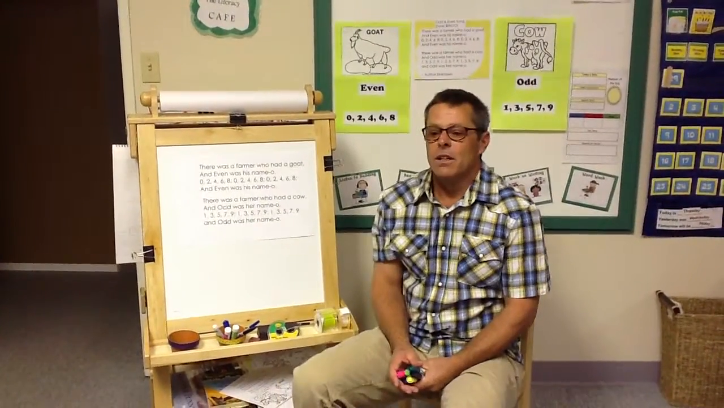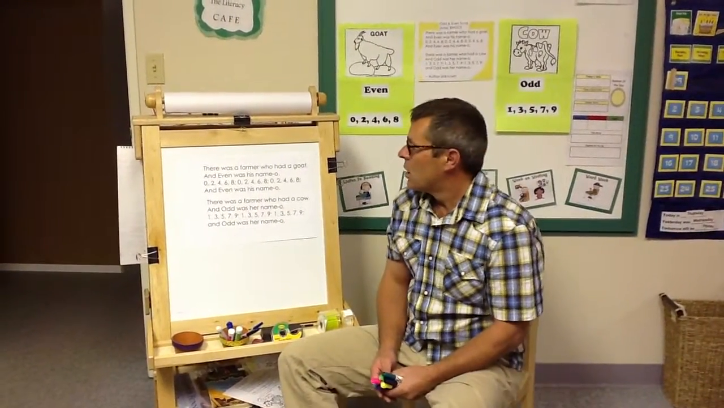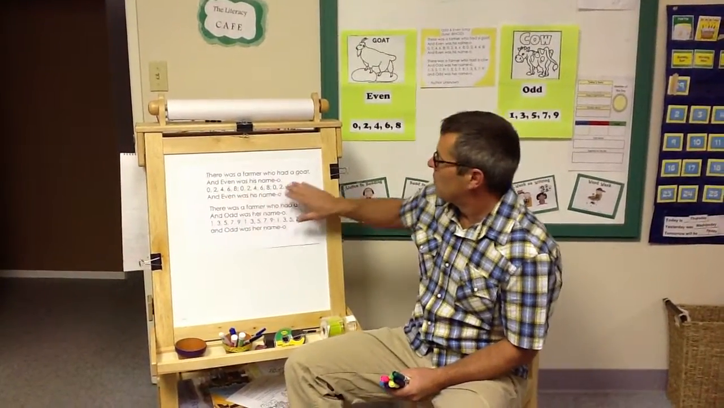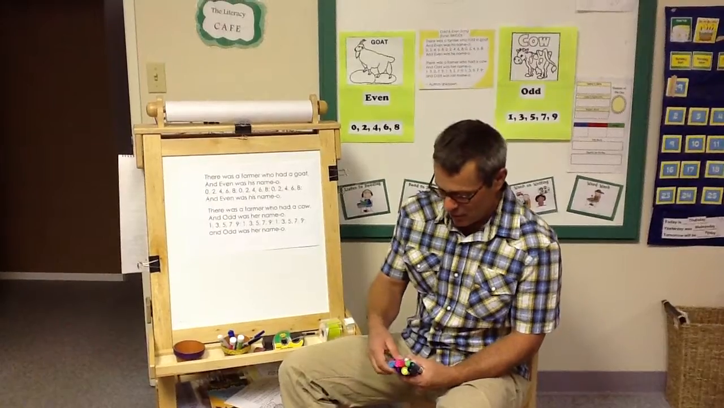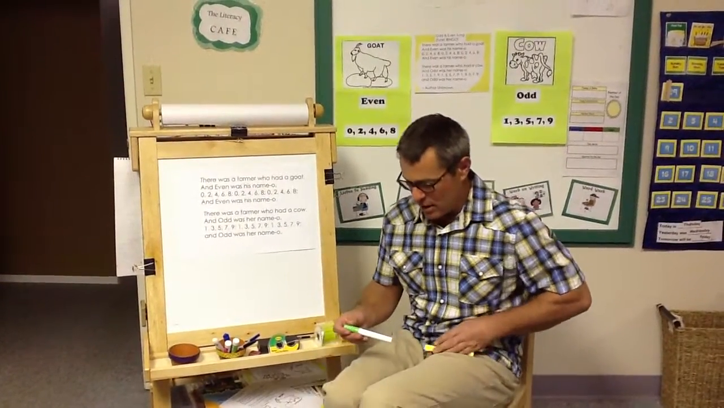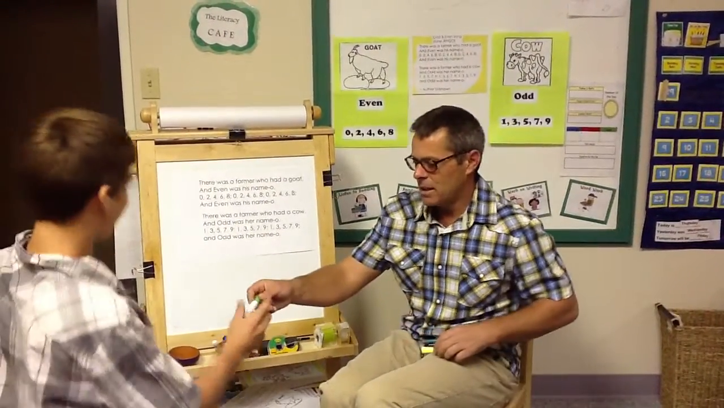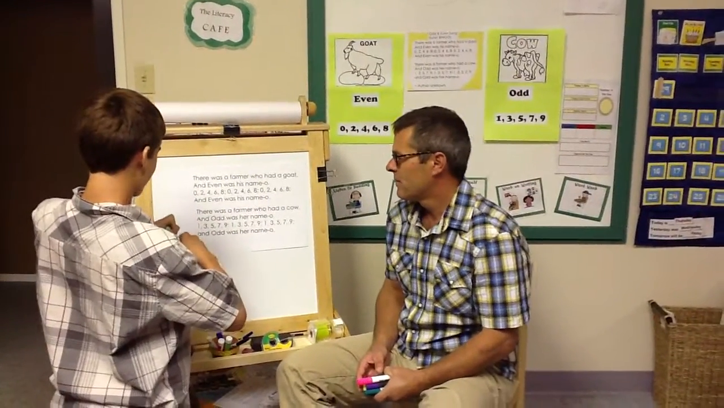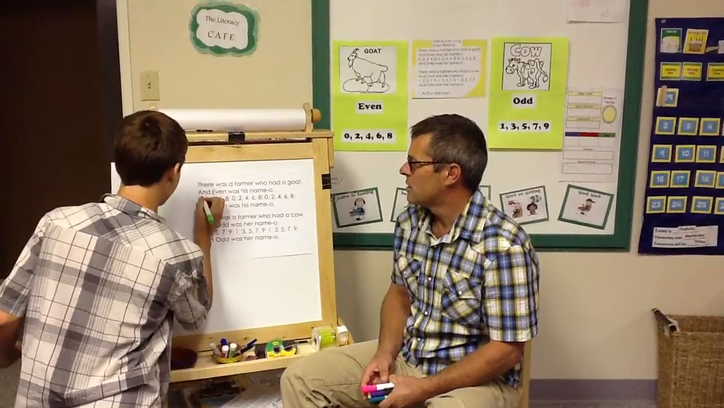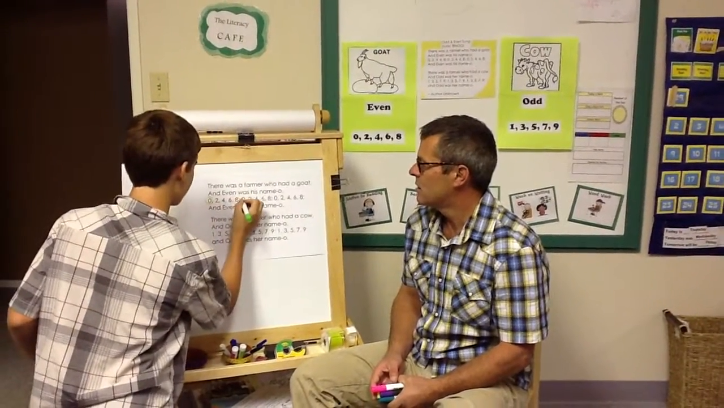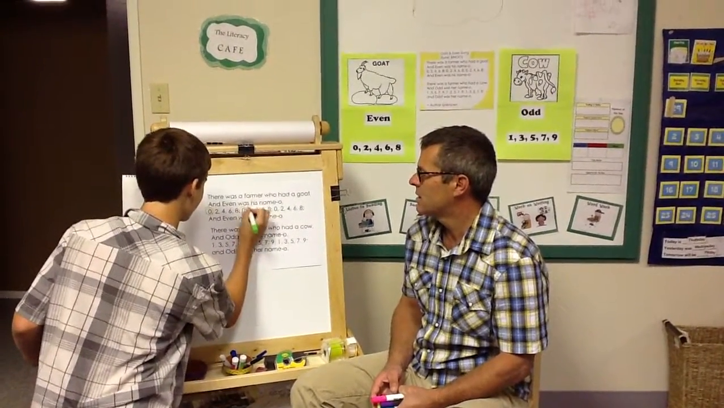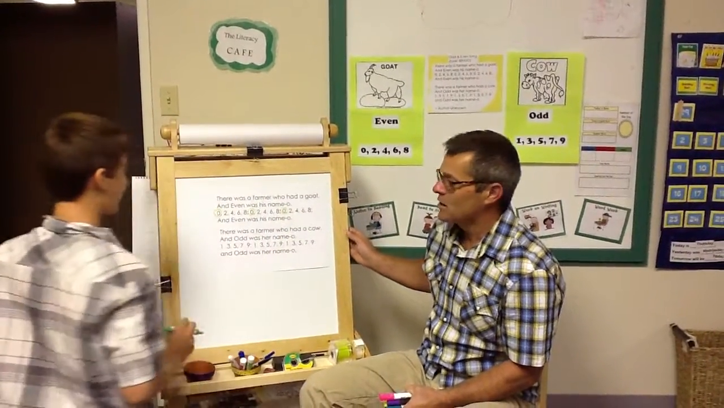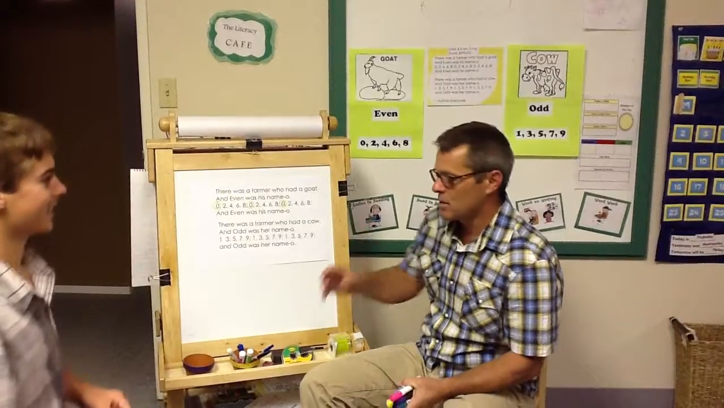Okay. Who thinks they can come up and circle all of the zeros for me? For our goat. Come on, Jacob. You can take the lid off. Make sure you put the lid back on tight when you're done. Circle all the zeros. Nice and neat. Don't go into the 2s. Don't go into the 8s. Is that all the zeros, everybody? Great job, Jacob.